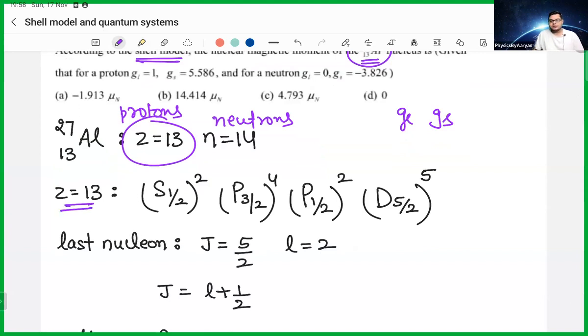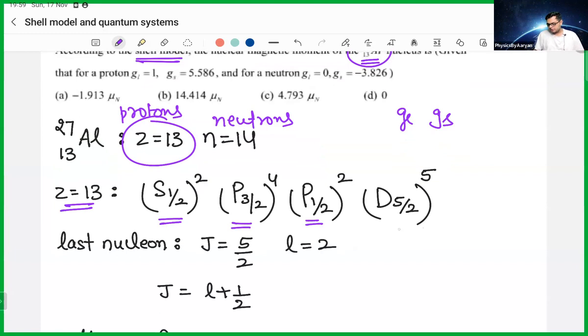So let's start filling up. According to the shell model, first is s1/2. How many nucleons can you put? 2. Then we have p3/2. How many nucleons can you put? 4. Then you have p1/2. How many nucleons can you put? 2. And then you have d5/2. How many can you put? 6. But you only have 5 left, so you put 5. You can clearly see 2 plus 4, 6, 6 plus 2, 8, 8 plus 5, 13.